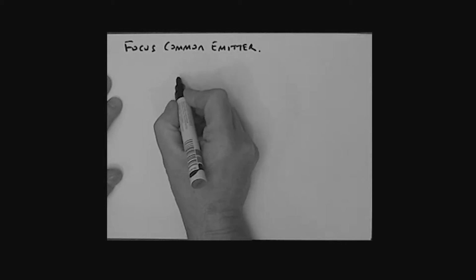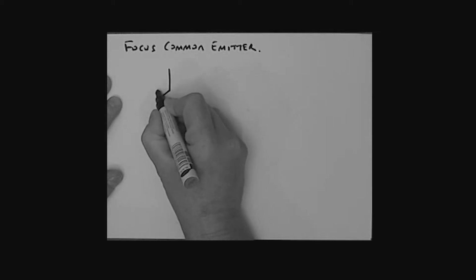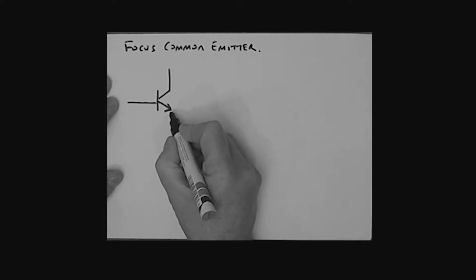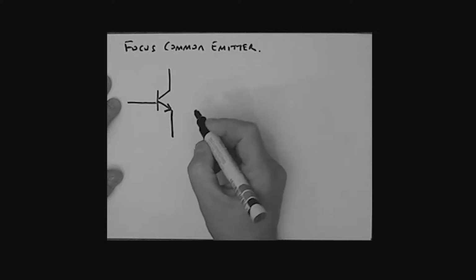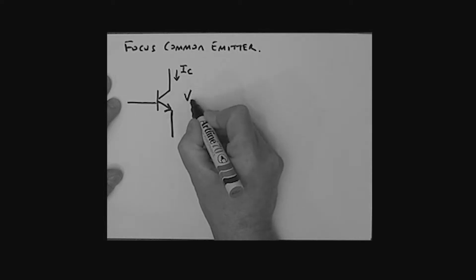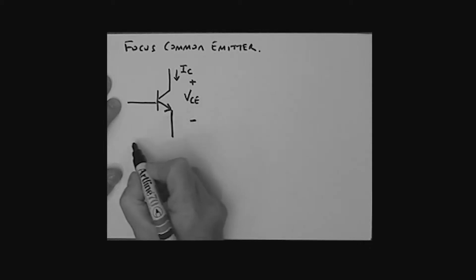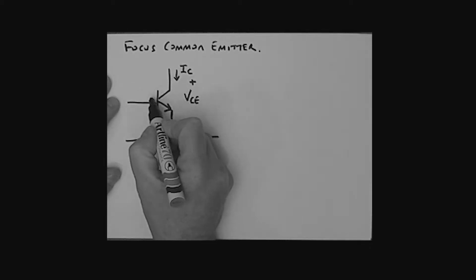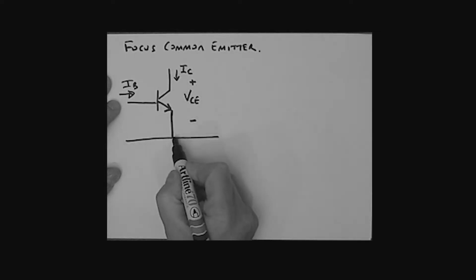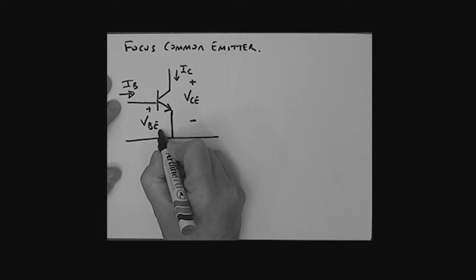And let's just draw a diagram of that for a second, or at least a diagram of the transistor. Once again, here is the transistor. Remember, I said to you before, we'll look at NPN transistors. Now, we've got our collector current IC. We've got our collector emitter voltage VCE between the collector and the emitter. We've got our base current IB. And between the base and the emitter, we're going to have the voltage VBE.